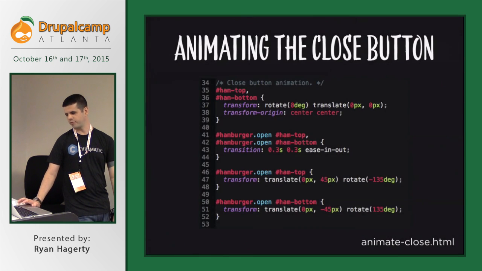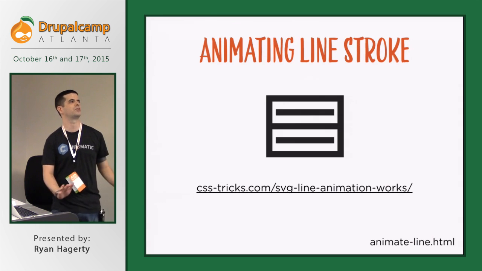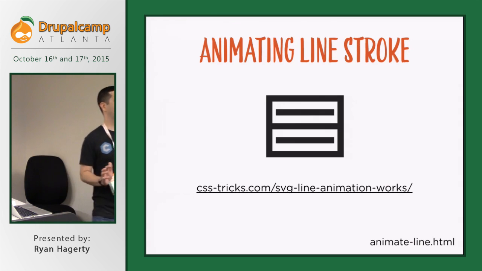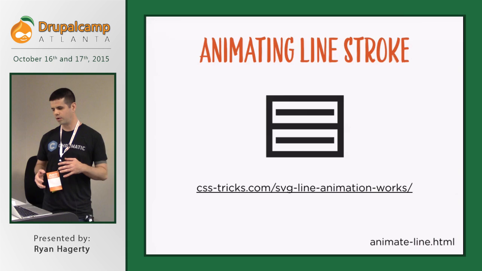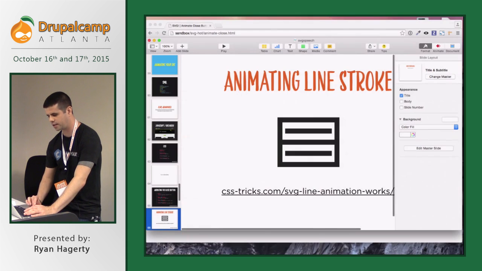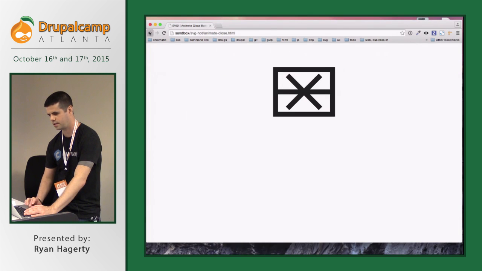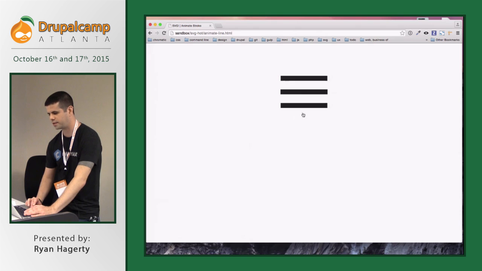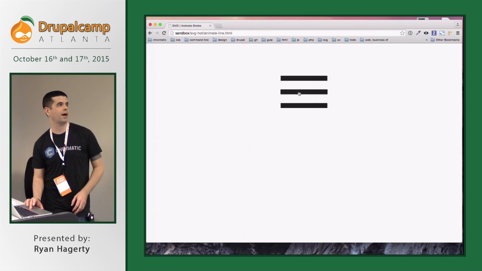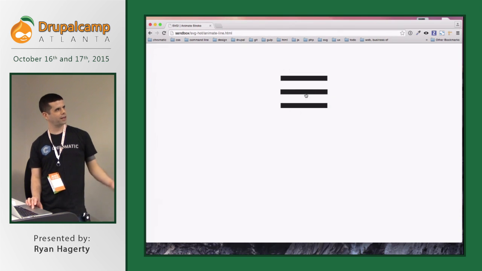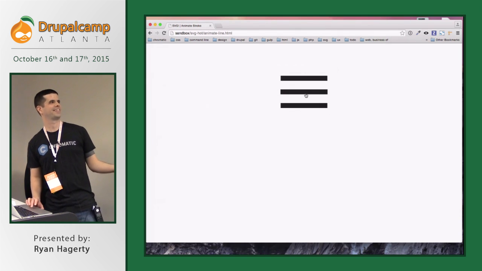Now here's when it gets super fun, all right? We're going to animate the line stroke. And this is when it gets really cool, right? CSS Tricks did this really cool write-up about a year ago. And let me just go ahead and show you real quick what it looks like. All right, sweet. So you notice all those bars are gone, right? And then what I'm doing here is cool, right? Okay, so yeah, that's pretty cool.